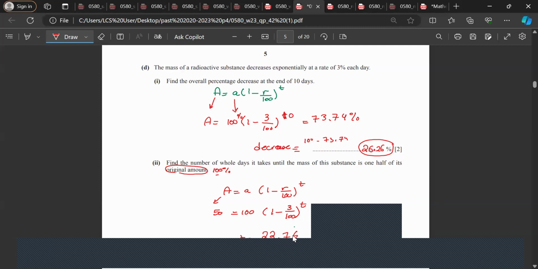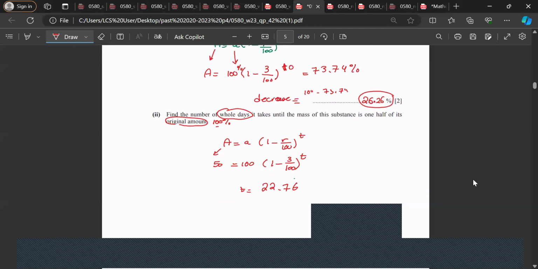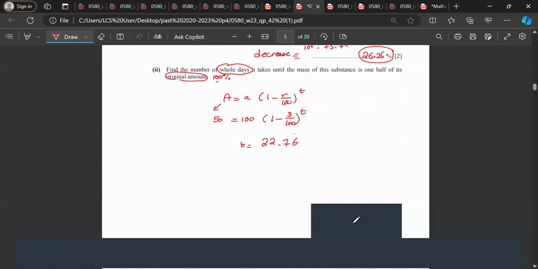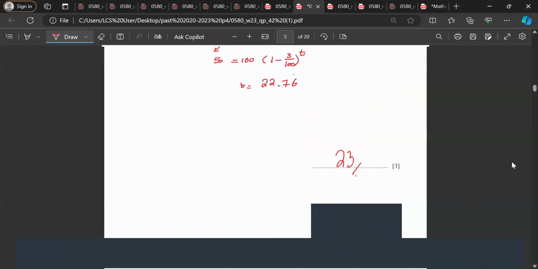Did I finish? No, I didn't. Because he said find the number of whole days. Of whole days. So I have to round it to a whole number. So it will be 22 days or 23 days. I will round it up. It will be 23 days. Because if I said 22 days, it will not reach half the substance. But in 23 days, for sure, it reaches half the substance. Any problem in this part?